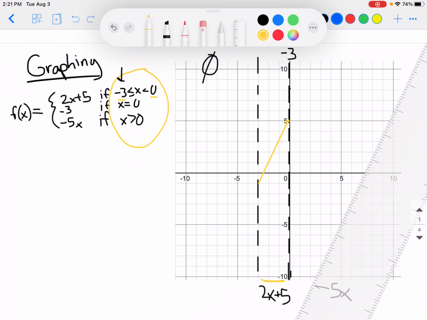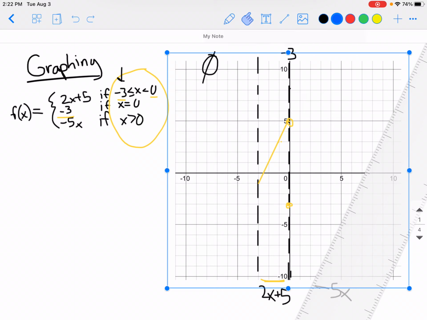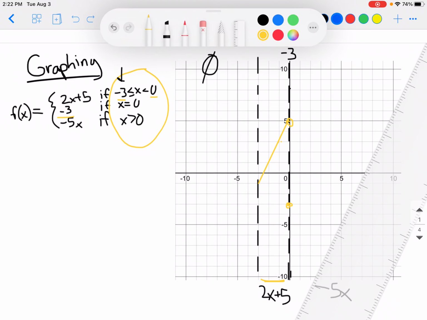Now the thing is, I should probably put an open circle here because when we get to 0, it's not going to equal 5. It's going to equal -3. So I'm going to go to -3, and then I'm going to draw a nice closed circle saying, hey, that's the value I have when x equals 0. It's going to be -3.